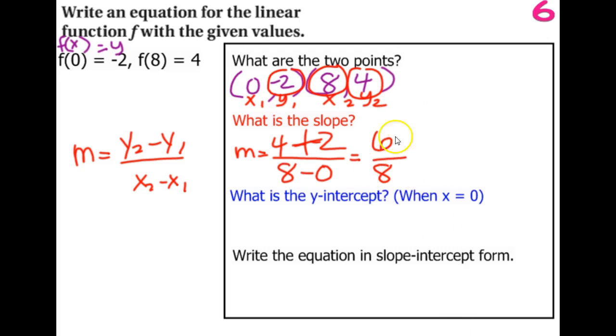But we can actually simplify 6 over 8. If we divide by 2, we get 6 divided by 2, which is 3, and 8 divided by 2, which is 4, 3/4.